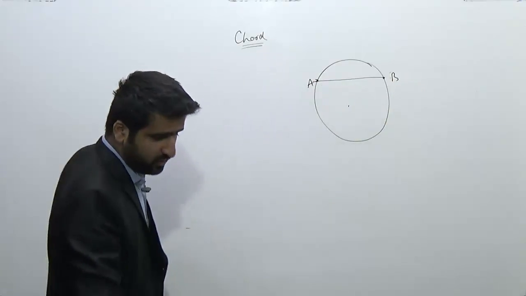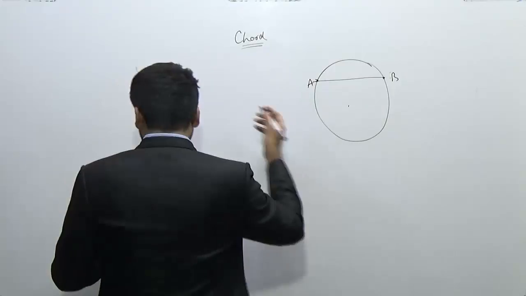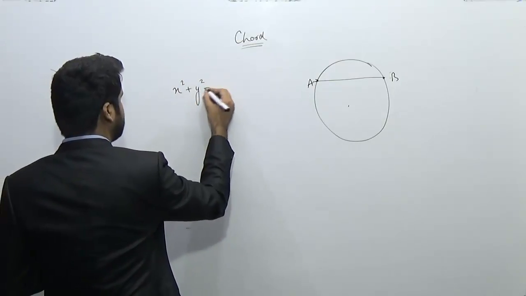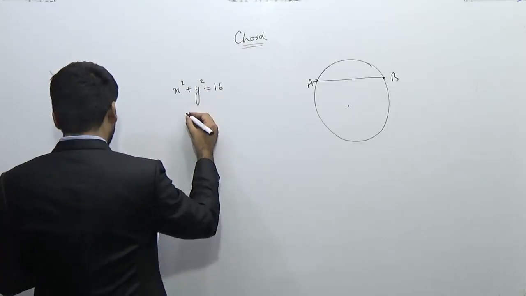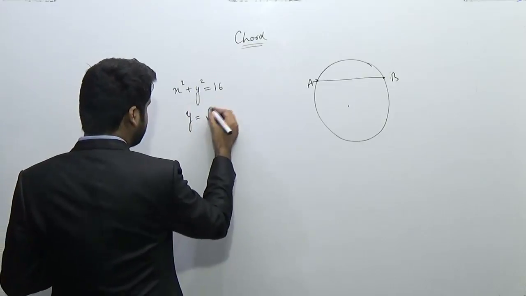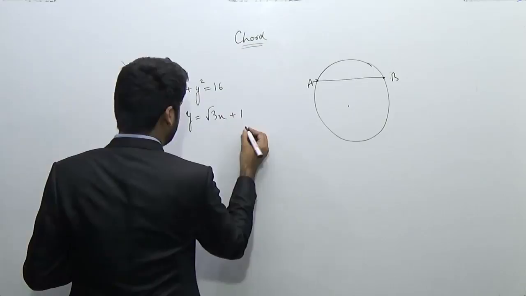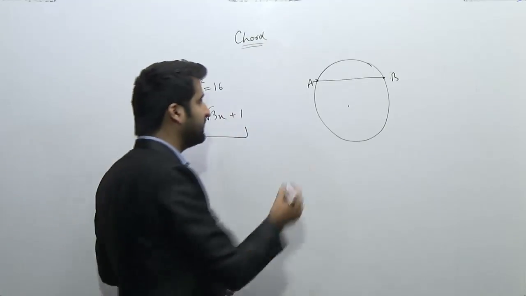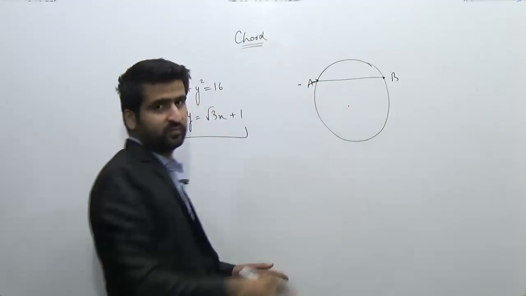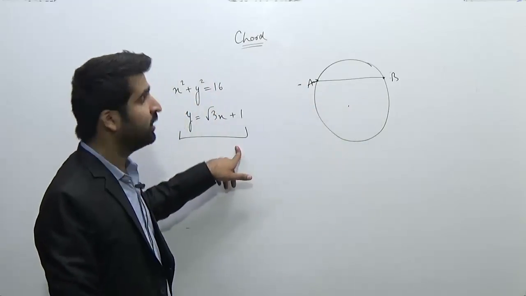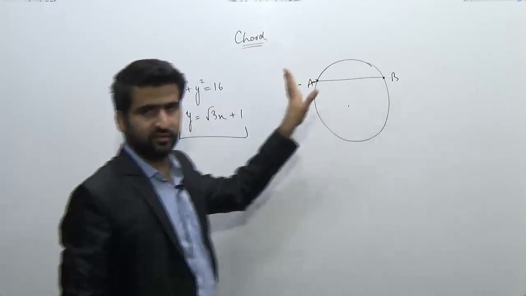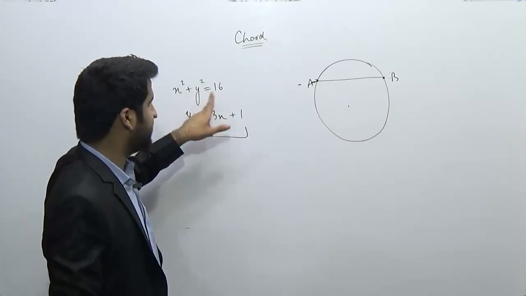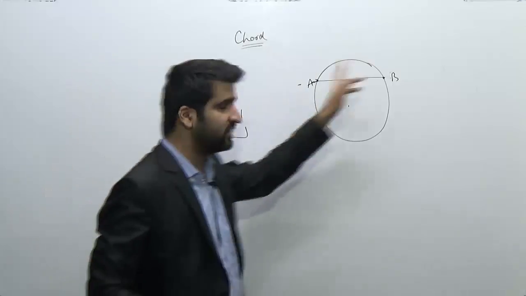So let's assume a circle. Equation of the circle is given as x square plus y square is equal to 16, and we are given that the equation of the chord is y is equal to root 3x plus 1, right? We know that the equation of this line AB is y is equal to root 3x plus 1, so both these points will satisfy this equation. Also both these points will satisfy x square plus y square is equal to 16. I want to find the length of this chord.